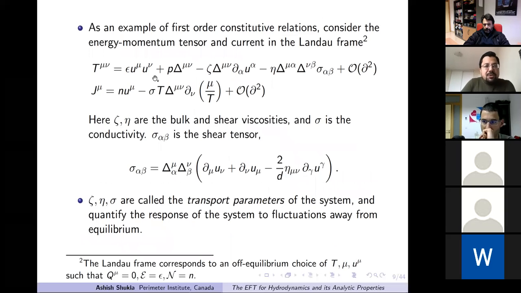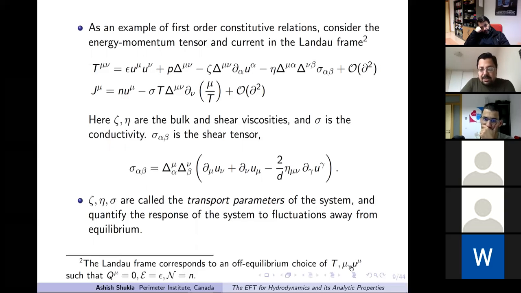Okay, so here I show you an example of a constitutive relation at first order in the derivative expansion. This is written in a frame which is called the Landau frame. So what is the Landau frame? In the Landau frame, essentially I've chosen my temperature, chemical potential, and fluid velocity out of equilibrium such that I have fixed Q^μ to be equal to 0. I have fixed E to be epsilon, the equilibrium value, and I've fixed the function capital N to be the charge density in equilibrium.